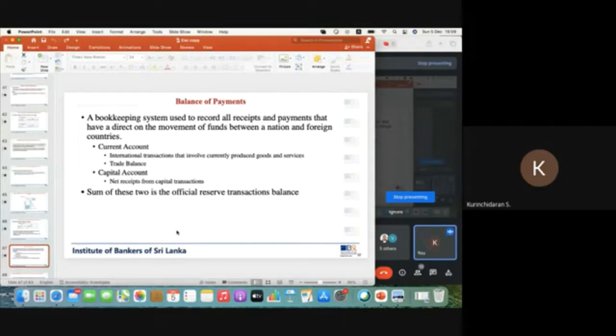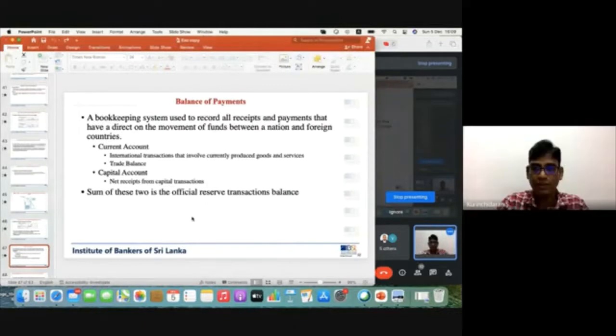Okay, next part is balance of payment. I just explained the overall aspect of this. Balance of payment is a kind of bookkeeping system where you account for inflows and outflows of foreign assets, or foreign funds. It's a kind of one-year account, your cash flow accounts. Finally it says what would be the deficit or surplus, and that is always balanced. So there will be two major accounts.